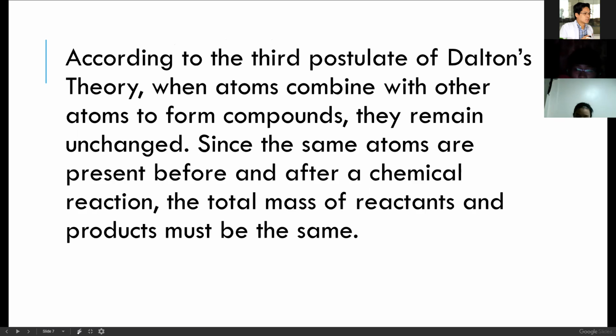According to the third postulate of Dalton's theory, when atoms combine with other atoms to form compounds, they remain unchanged. Since the same atoms are present before and after chemical reaction, the total mass of reactants and products must be the same. Okay, again, since the same atoms are present before and after a chemical reaction, the total mass of reactants and products must be the same, just like when you balance an equation.